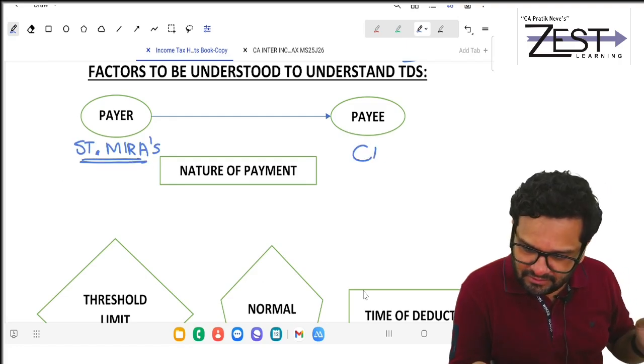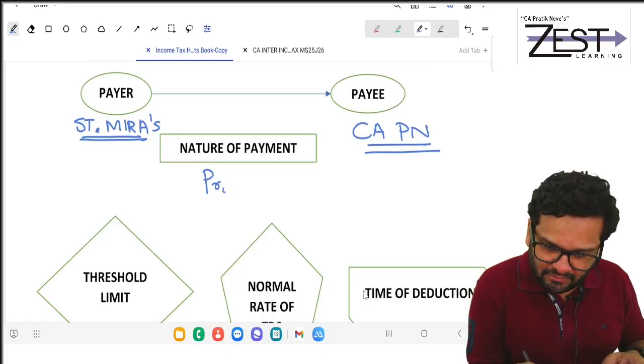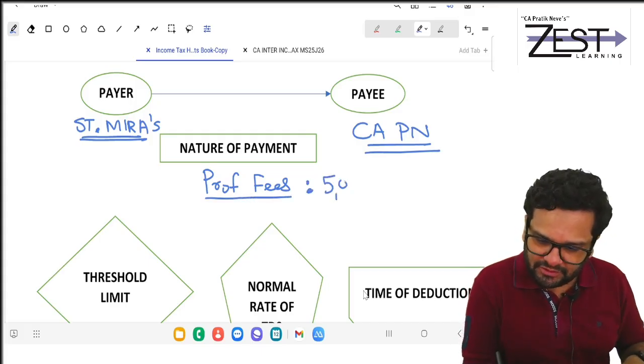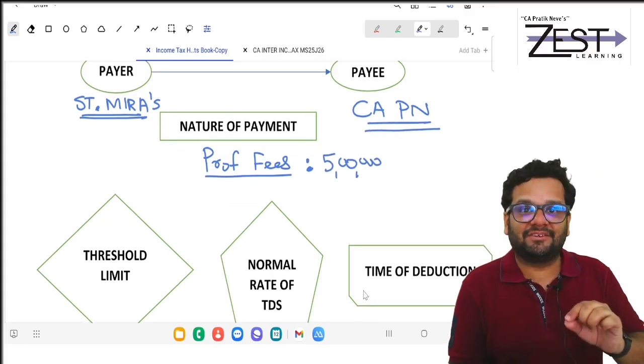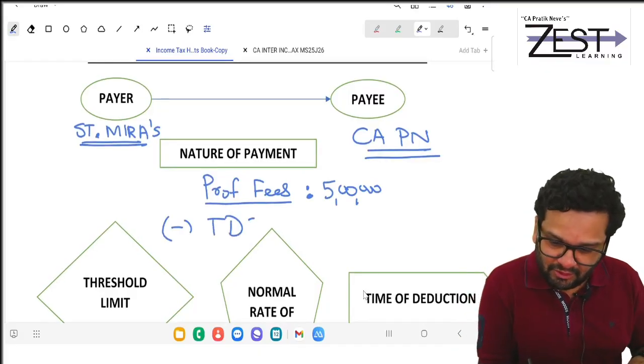Payee is, I am the payee. Nature of payment is professional fees. They have to pay me professional fees of say 5 lakhs. They will not pay the full 5 lakhs. What will they do? TDS. Very good. They will do TDS.